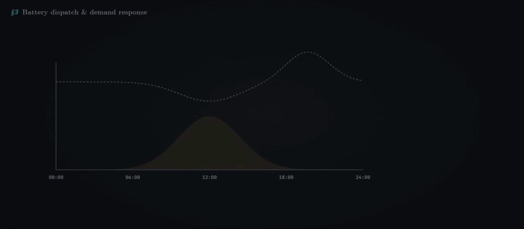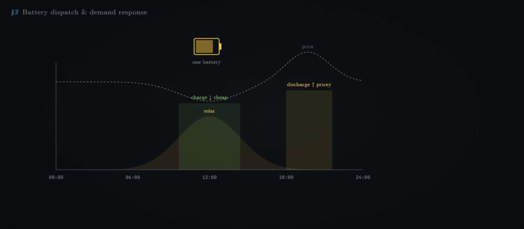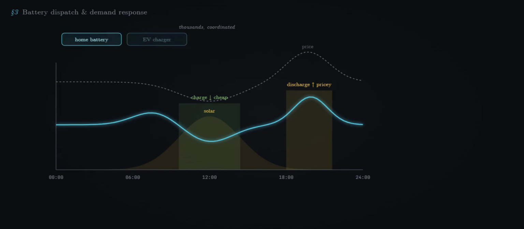The cleanest place to watch this work is a battery. Across a day, prices rise and fall, and solar and wind surge and fade, usually. A well-trained agent learns a policy that sounds obvious and is anything but. As you can see on the screen, charge when power is cheap, clean and plentiful. Discharge when it is expensive and scarce.